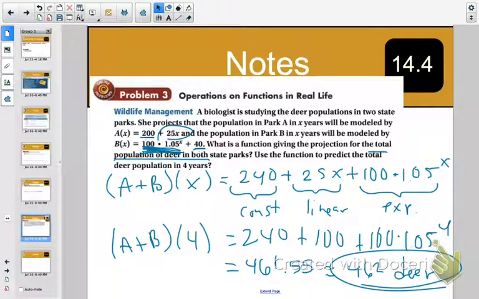Okay, and that is all for 14.4. And all of chapter 14 actually. So we have one more chapter after this, plus some honors topics that we haven't got to yet. So yeah, we should have plenty to do.